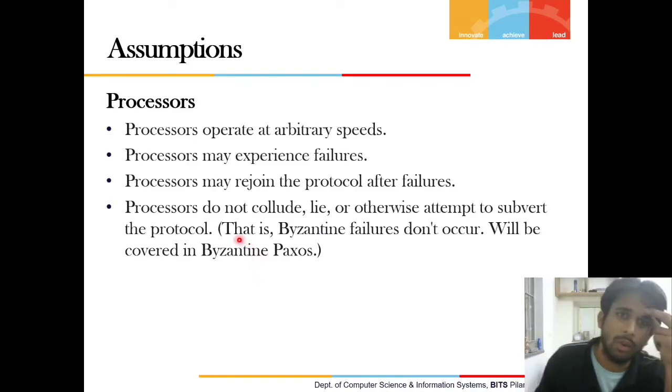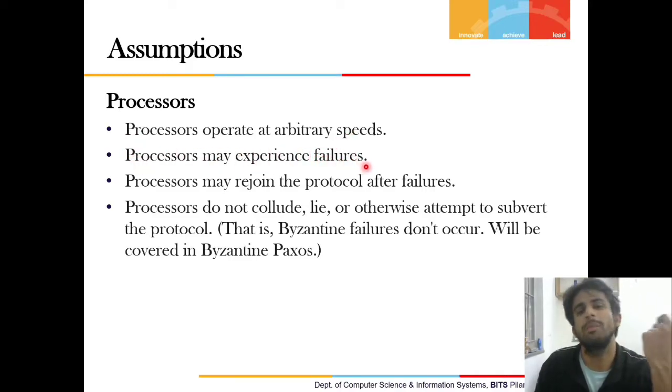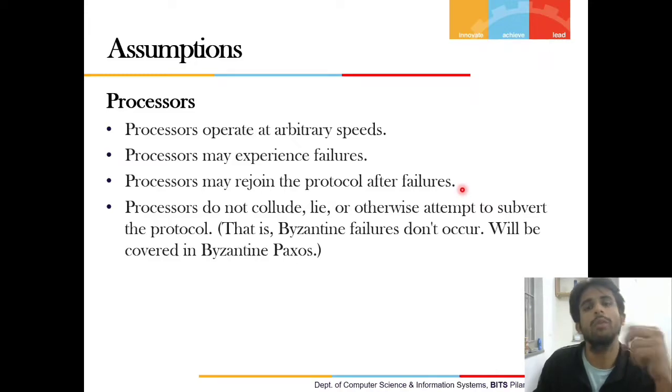We are going to discuss some of the assumptions regarding the processors and the network which we will assume throughout our Paxos algorithm. The assumptions regarding the processors are: processors operate at arbitrary speeds, meaning processors might operate at different speeds. Processors may experience failure, meaning during the protocol a processor may fail. Processors may rejoin the protocol after failure, meaning a processor might fail and it can rejoin the protocol from the same point.